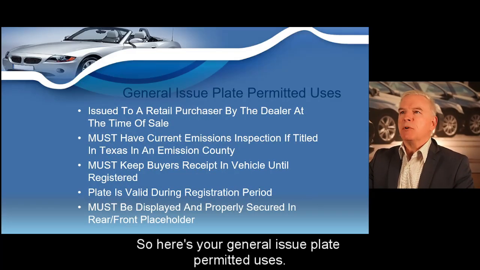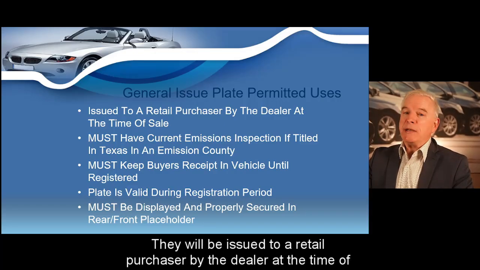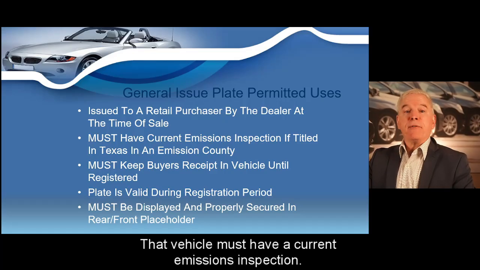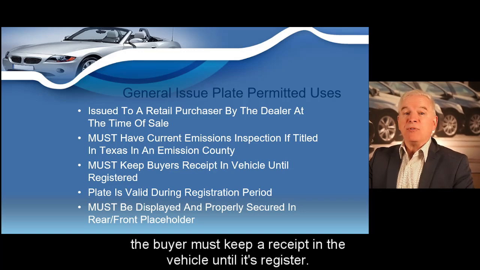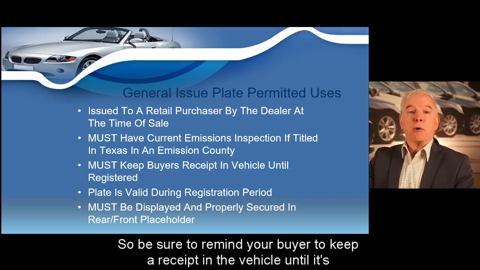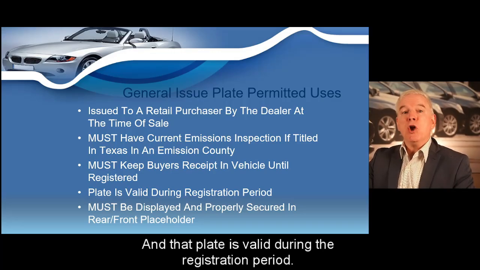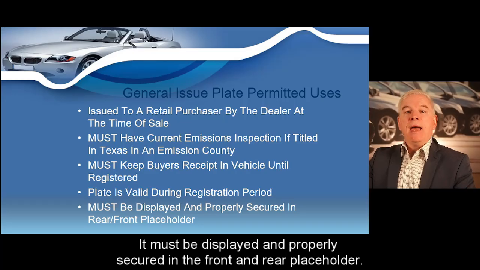So here's your general issue plate permitted uses. They will be issued to a retail purchaser by the dealer at the time of the sale. That vehicle must have a current emissions inspection if it's titled in Texas in an emission county. The buyer must keep a receipt in the vehicle until it's registered. So be sure to remind your buyer to keep a receipt in the vehicle until it's registered. And that plate is valid during the registration period. It must be displayed and properly secured in the front and rear placeholder.